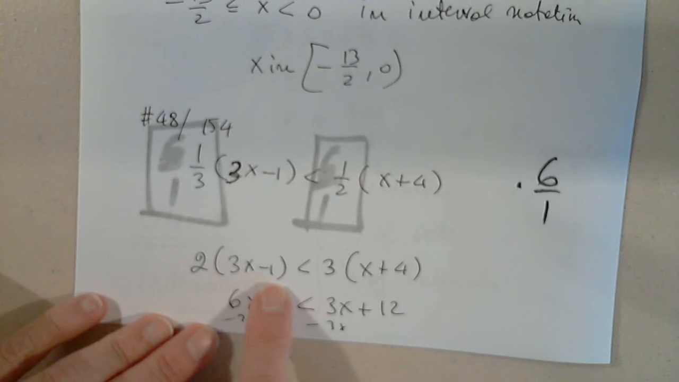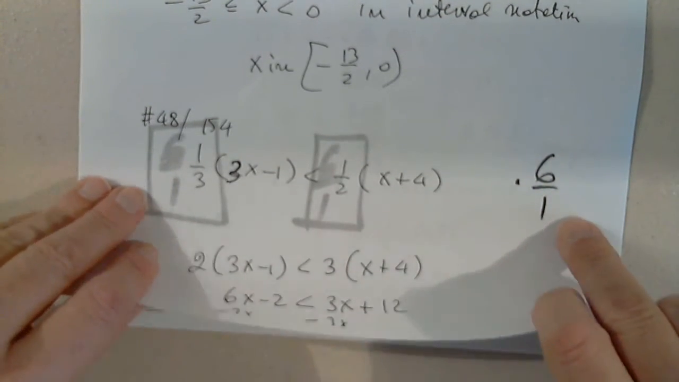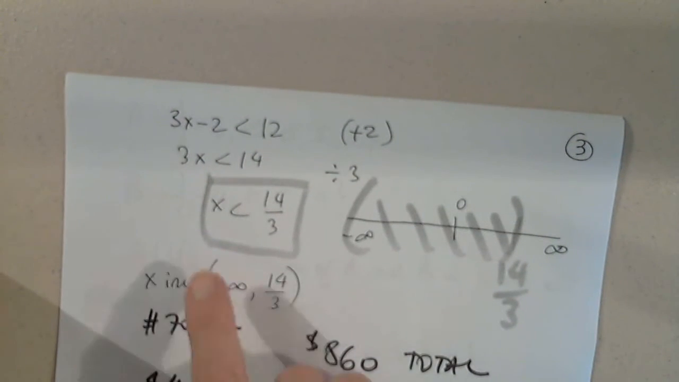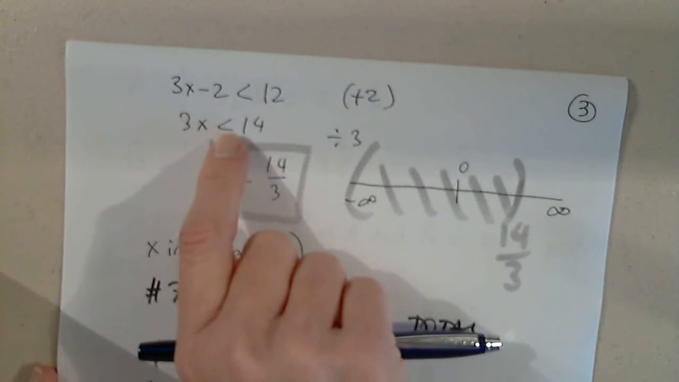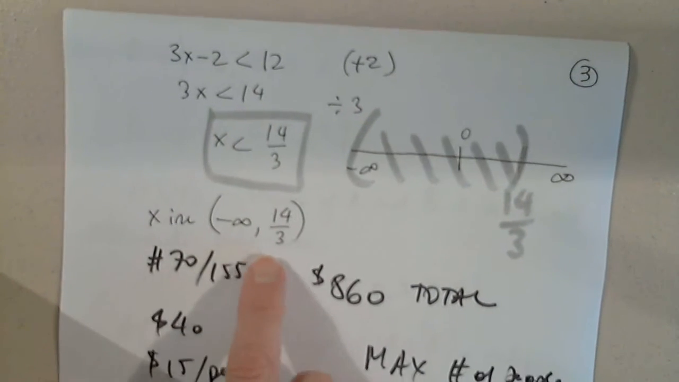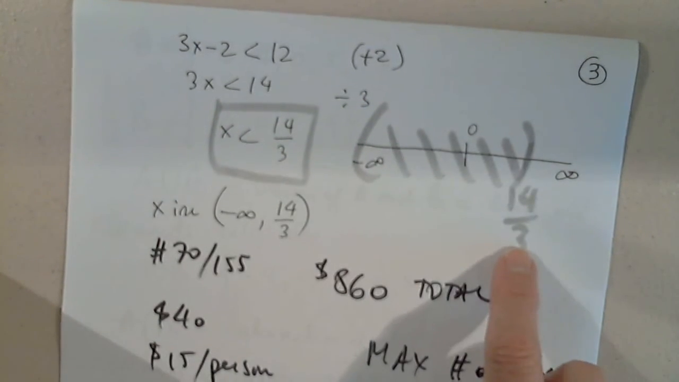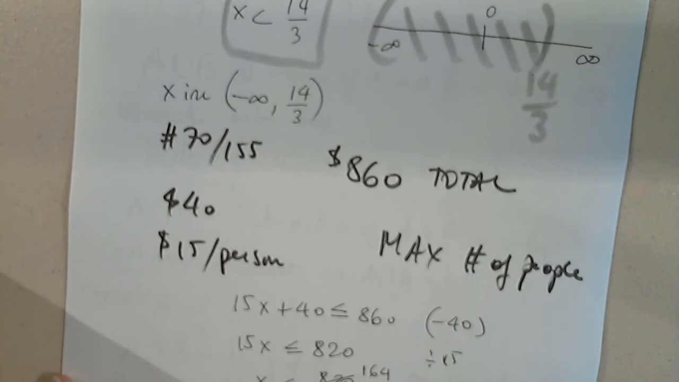So 2 times the quantity 3x minus 1 less than 3 times the quantity x plus 4, we distributed. We subtracted 3x from both sides and added 2 to both sides, and this will take us to page 3. So it results in the simplified inequality, 3x less than 14. We divided, and we got the interval notation, all numbers to the left-hand side of 14/3. Then we looked at problem 70 on page 155.